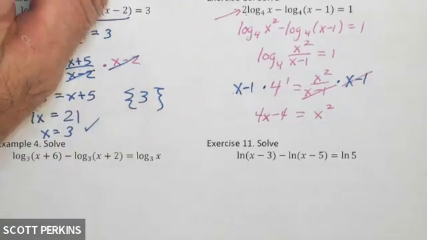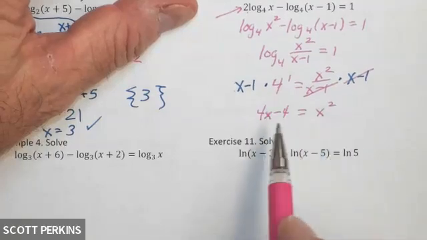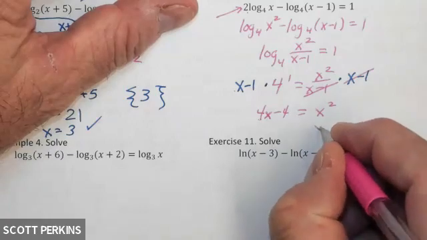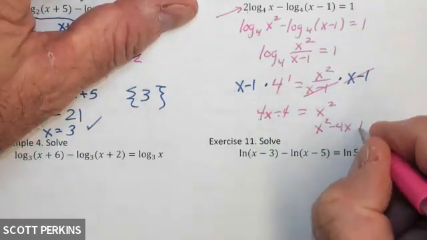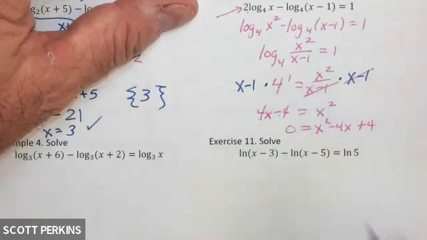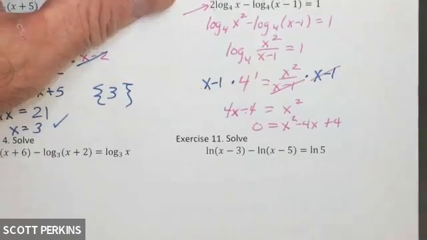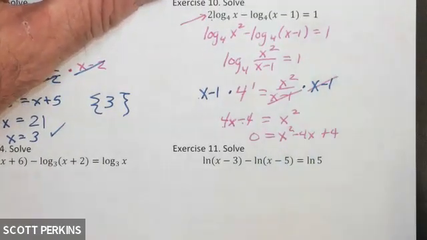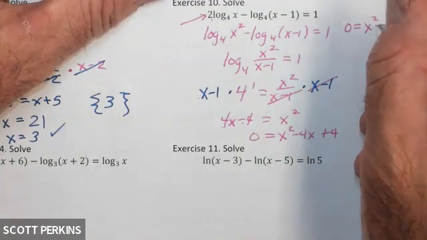So what I'm going to do is I'm going to bring everything over to the same side as the x squared. So I'm going to subtract the 4x. So I'm going to have x squared minus 4x. I'm going to add the 4. While you're catching up with me, I'm just going to take this equation and transcribe it up here. I'm not doing anything new. I'm just giving myself some room.